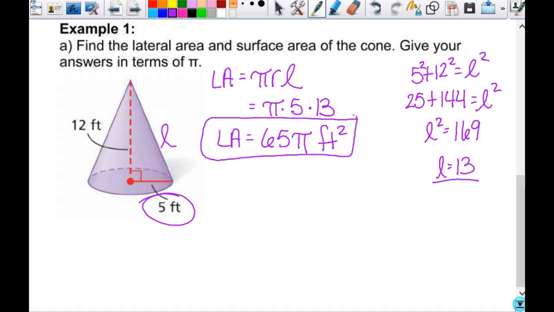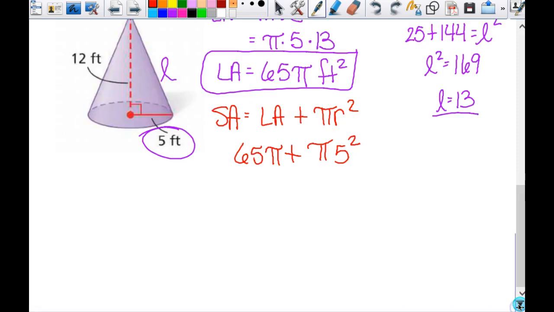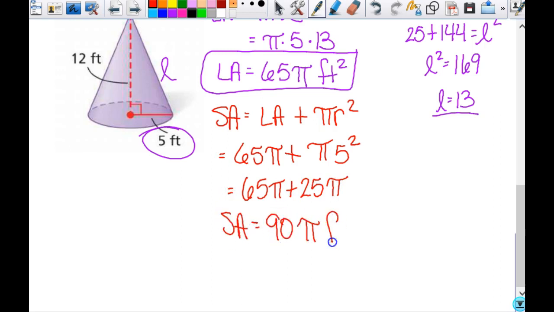We're good? All right, so then I need to find the total surface area. Since I already have the lateral area, I'll use lateral area plus pi r squared. So that's going to give me 65 pi plus pi times 5 squared. What's 5 squared? 25. So I end up with 65 pi plus 25 pi. So my surface area is 90 pi feet squared. Everybody okay with that? Any questions at all? All right. Let's look at the next one.